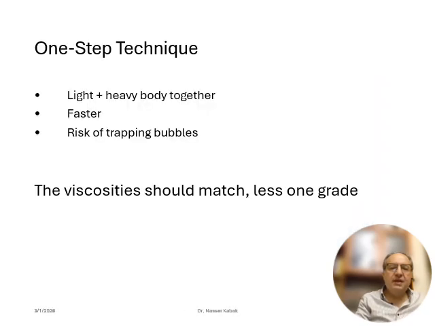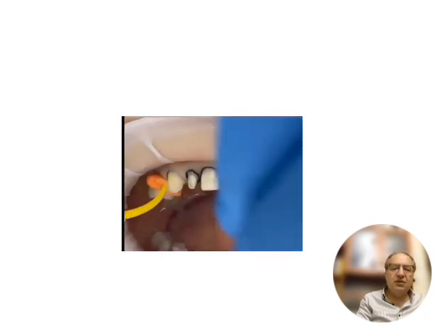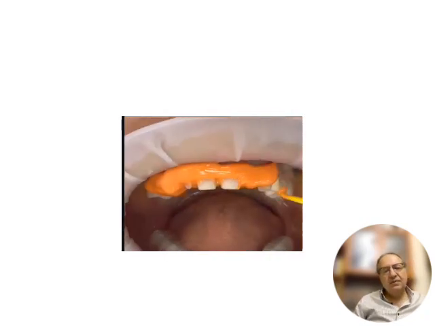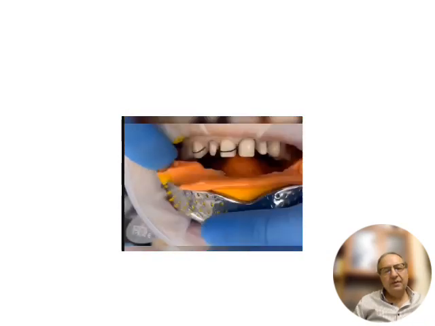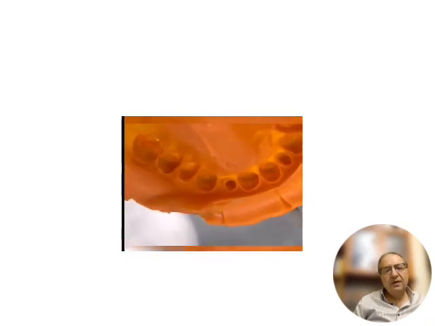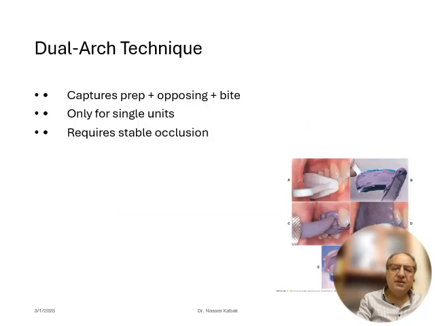The one-step technique uses the heavy body together with the light body. It's faster, but there's a risk of entrapment of the bubbles. And I personally don't like this technique. But we can see it on this video. We have taken away the cords, injecting the light body and the heavy body together at one stage.